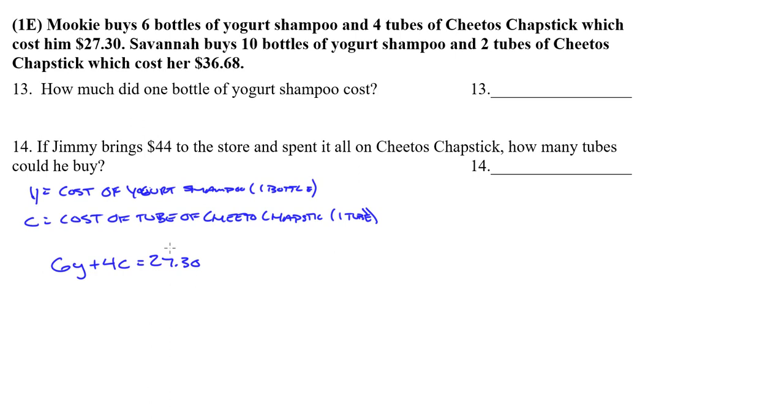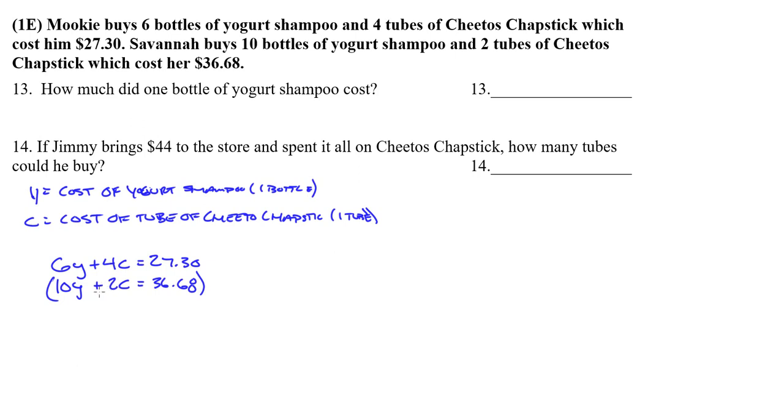Good? Okay. And then Savannah does the same thing. 10 bottles of yogurt shampoo and 2 tubes of Cheeto chapstick, which costs $36.68. Okay? So, we're trying to solve for shampoo, but anyway, we just need to find out what either C or Y equals, right? So 6 and 10, it's not easy to multiply one or the other to get the other one. So let's look at this one. 4 is the bigger of the two. So I'm going to say, what do I multiply this line here to get to the opposite of 4? So that's negative 4, right?